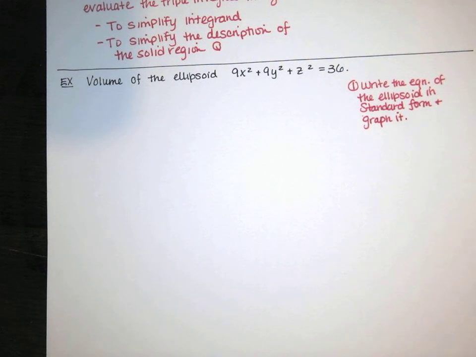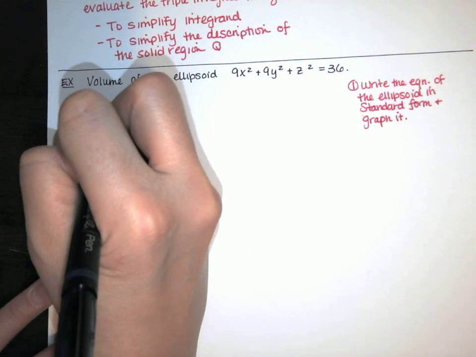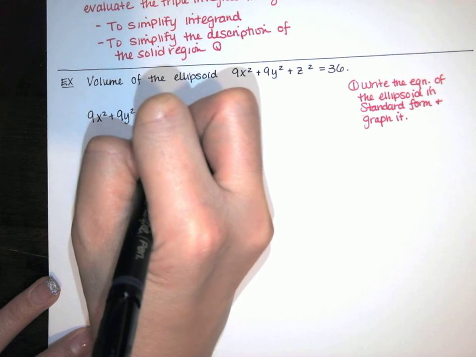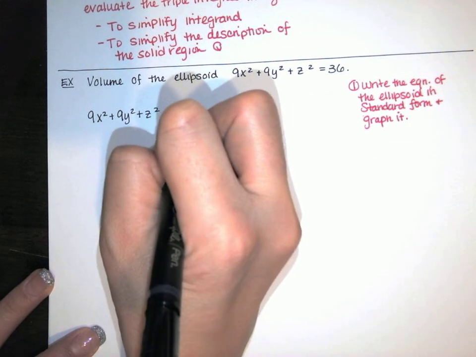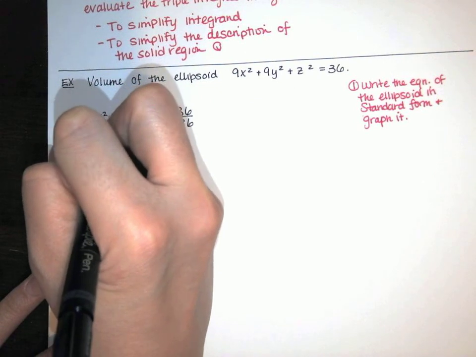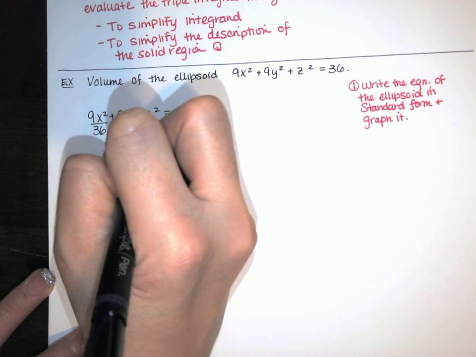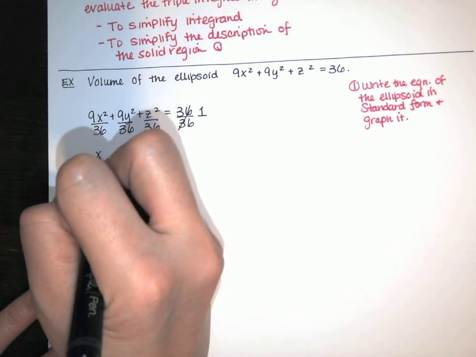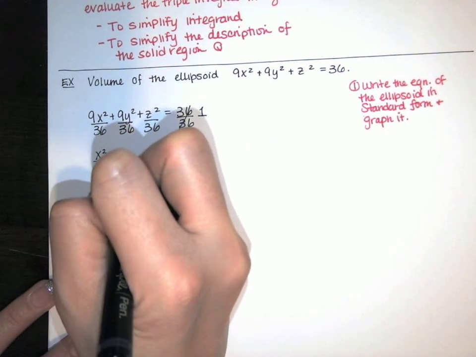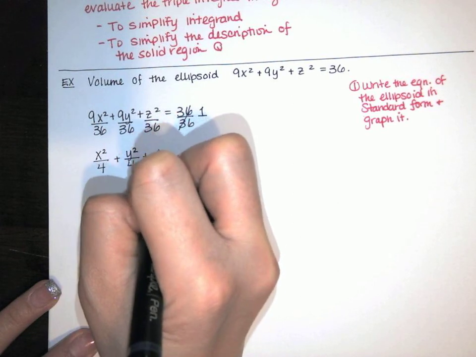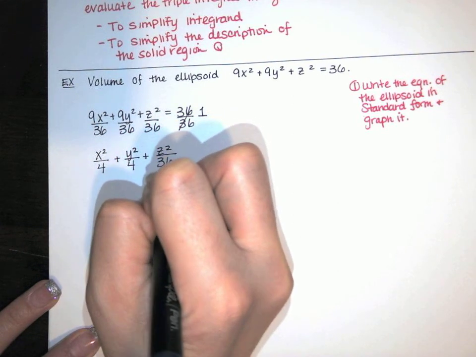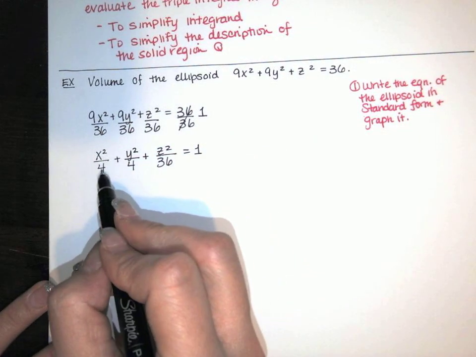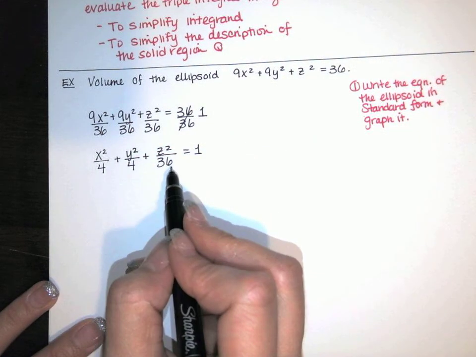Okay, so our ellipsoid has this equation. Now standard form has a 1 on the right hand side, so to get rid of the 36, we'll divide both sides by 36. That means we divide everything on both sides by 36. 9 goes into 36 4 times, so we get x squared over 4 plus y squared over 4 plus z squared over 36 equals 1. That's standard form. It's helpful though if we write this as a perfect square, that is a perfect square, and that is a perfect square.